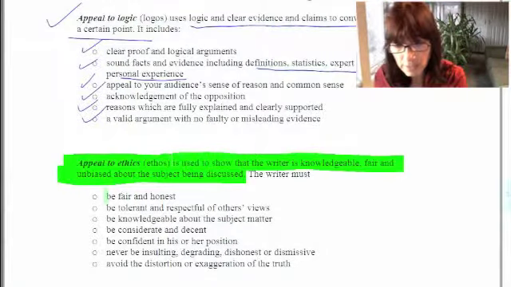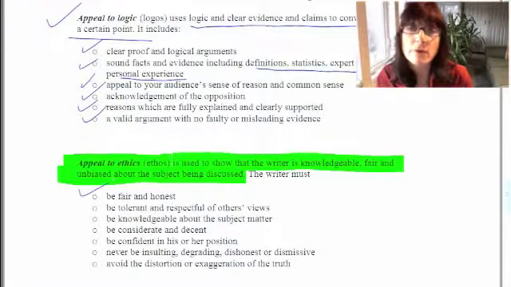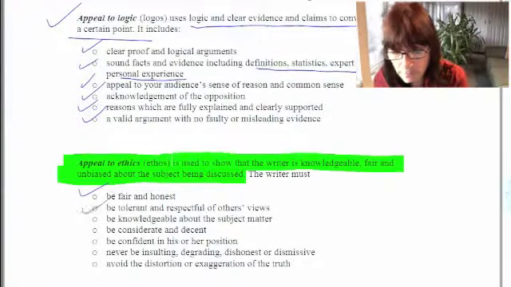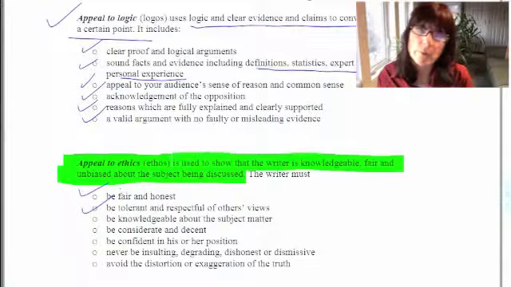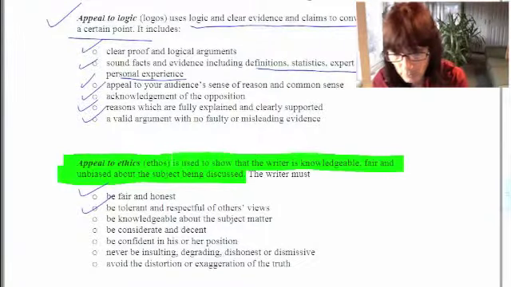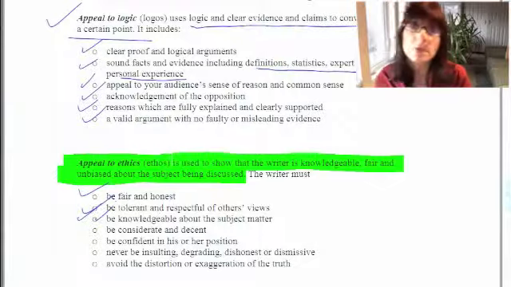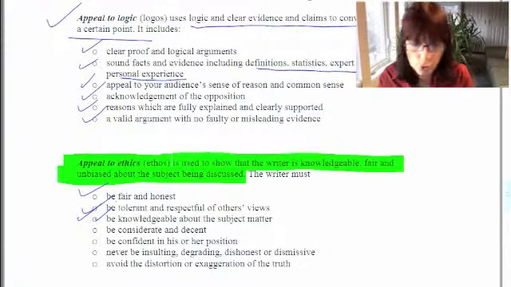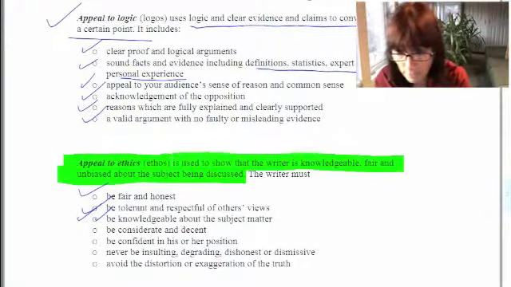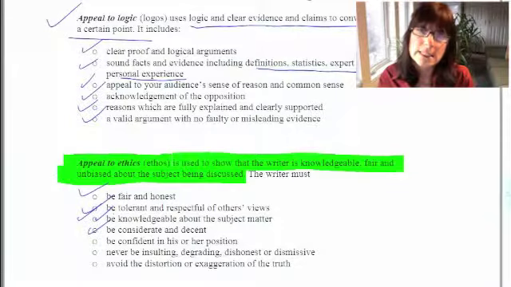Here are some pointers: you have to be fair and honest with your reader. You must be tolerant and respectful of other people's points of view. So somebody might not agree with you, but you have to come across as being tolerant and respectful, or you'll lose your reader right away. You have to be knowledgeable about your subject area, so research it, or make sure you're writing on something you're knowledgeable about. You have to be considerate and decent.